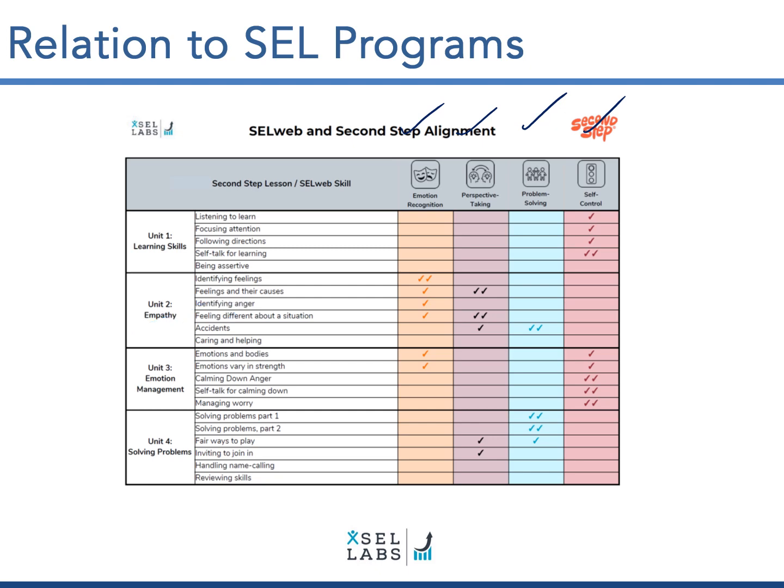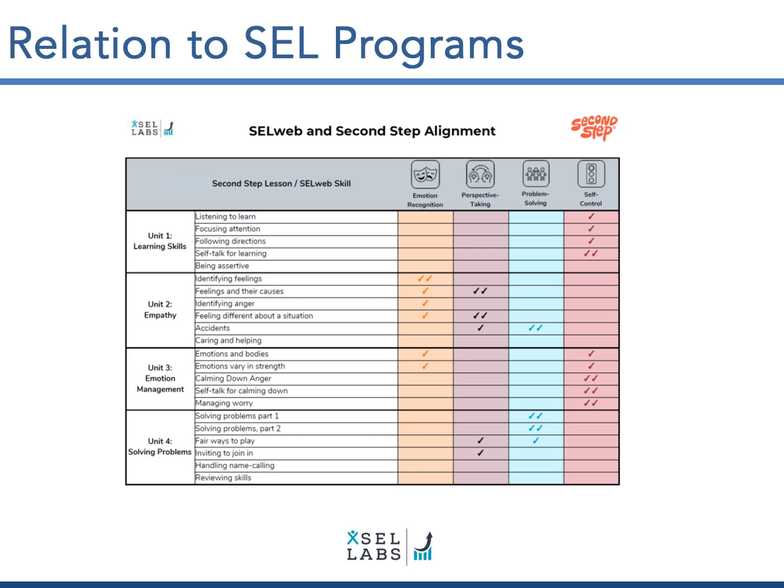Wherever you see a check mark, that means that that skill was the focus of instruction in that lesson. So for example, in lesson number 6 on identifying feelings, the focus of instruction was largely on emotion recognition, which is a skill measured by SELweb. Now, what you notice here is that in nearly every lesson, the focus of instruction is on a skill that is measured by SELweb, and for every skill that SELweb assesses, there are multiple lessons in the scope and sequence that focus on teaching that skill.